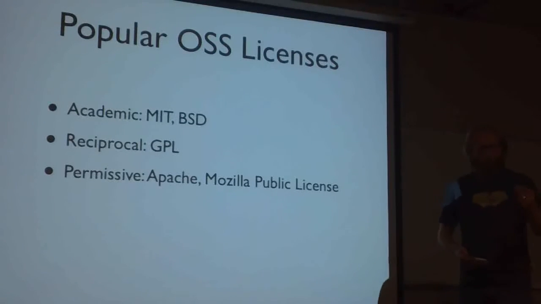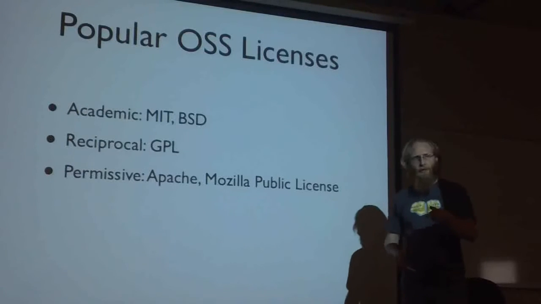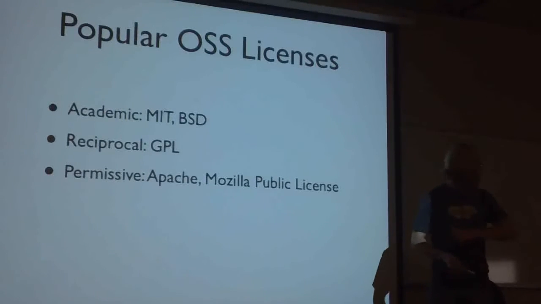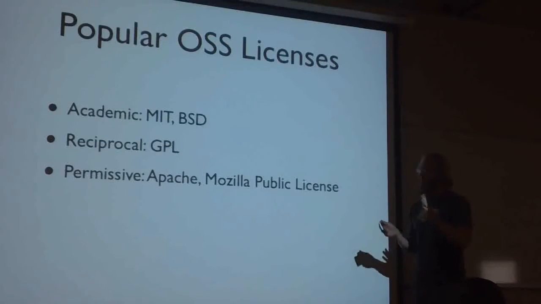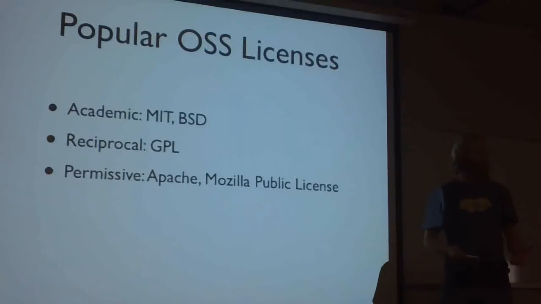I'm going to run through 3 classes of common open source licenses: the academic licenses, the reciprocal licenses, and some of the permissive licenses. Now there are tons of open source licenses, but these are the most popular. And all a license does, it's the law, it's the legal framework that tells you how you can use a piece of software or some code that you got from a blog post.